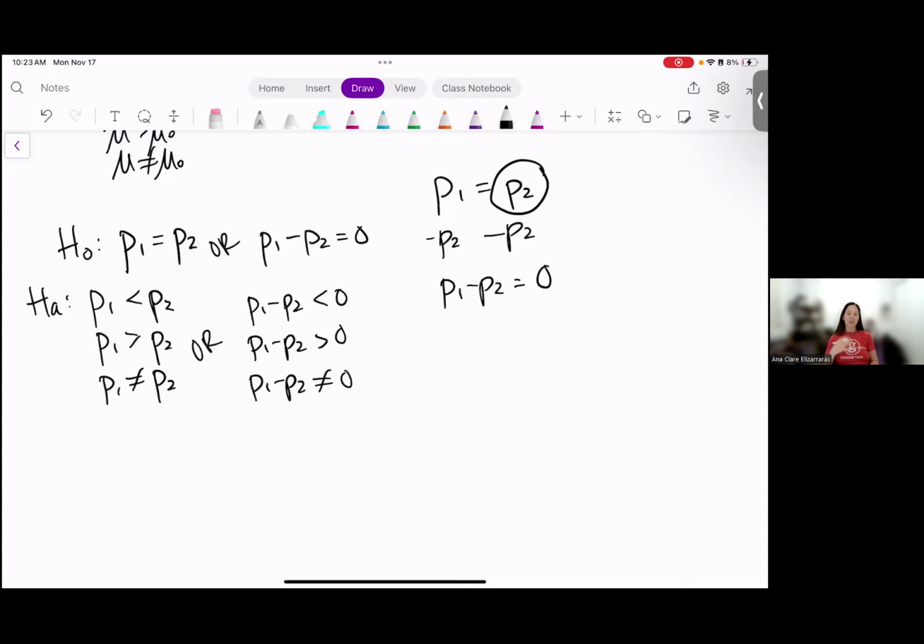Now, it's important that you establish what P1 and P2 are. So P1 is the true population proportion of students who pass at Napa Valley College.